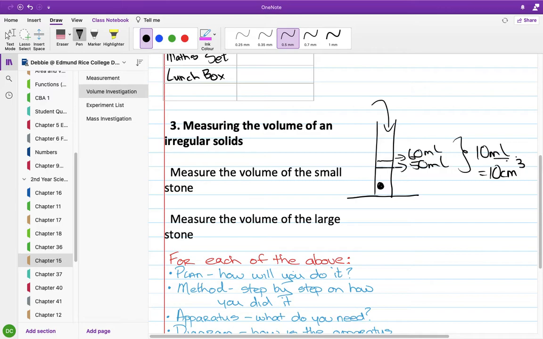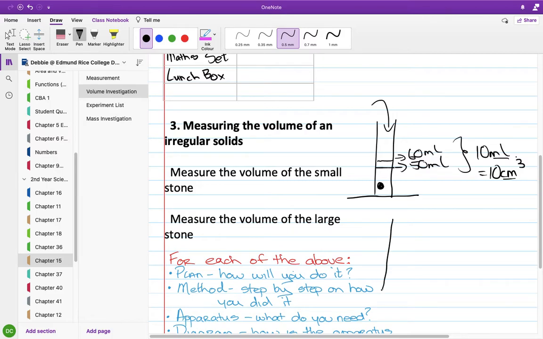Milliliters and centimeters cubed are the same thing. So generally speaking, it's milliliters when it's liquid and centimeters cubed when it's solid. That's the difference between the two. Now, the large stone won't fit in the graduated cylinder, which is where you get a problem. You create a problem, I suppose.